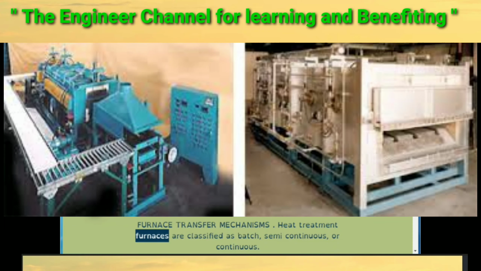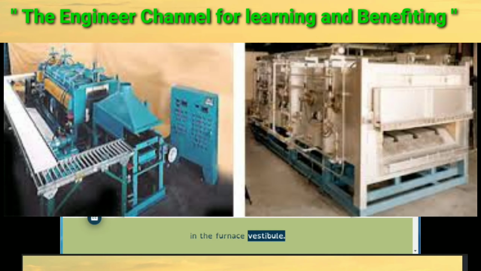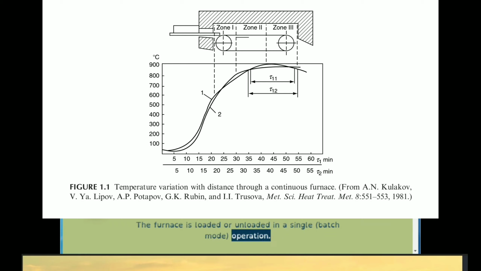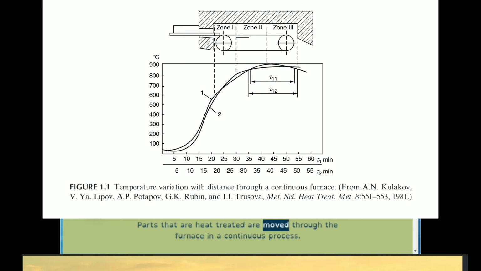Heat treatment furnaces are classified as batch, semi-continuous, or continuous. In batch furnaces, which are the most common and most versatile in the heat treatment industry, the work is typically held stationary in the furnace vestibule. The furnace is loaded or unloaded in a single batch mode operation. In continuous furnaces, the load moves through different zones, usually with varying temperatures, as shown in Figure 1.1. Parts that are heat treated are moved through the furnace in a continuous process.